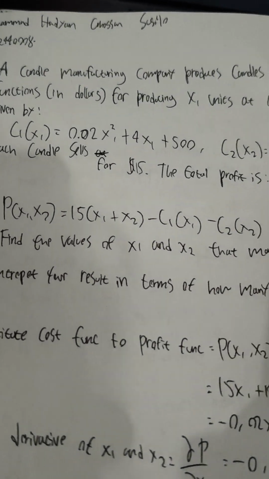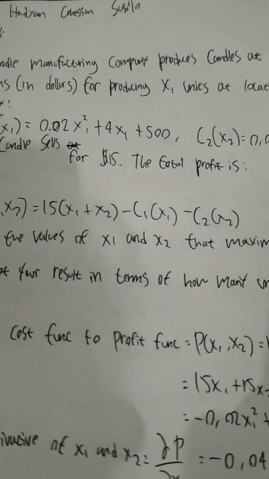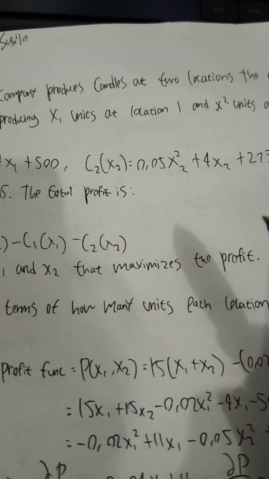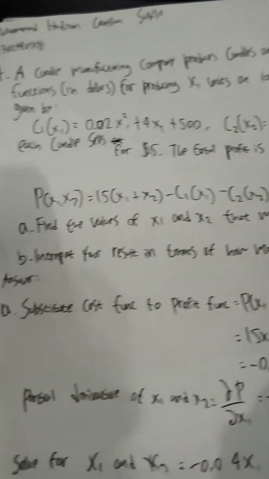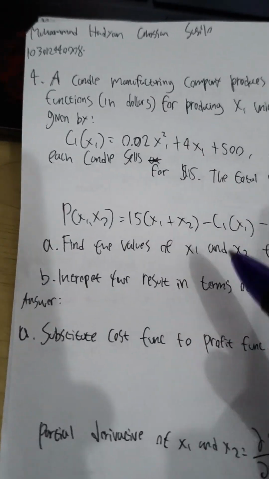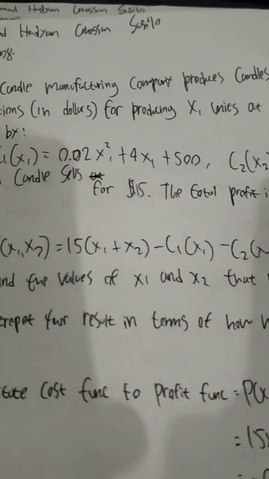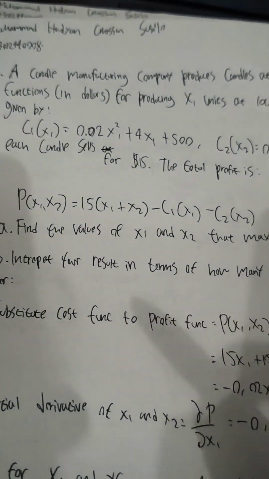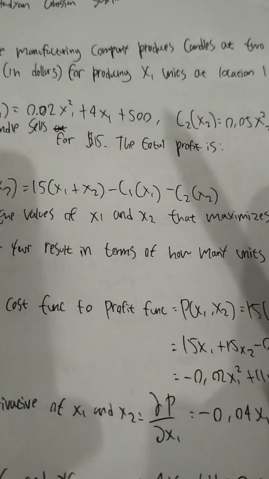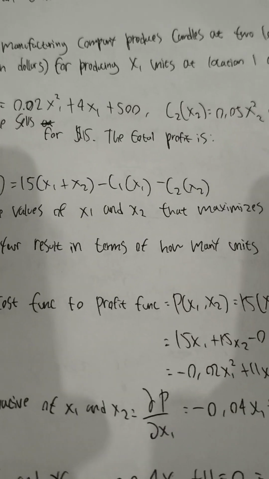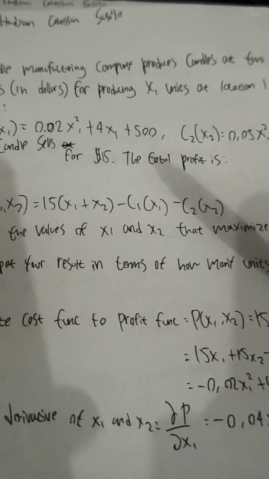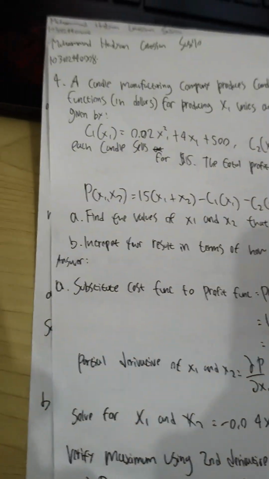Location 1: 0.02 x1 squared plus 4 x1 plus 500. Whereas for location 2, it's 0.05 x2 squared plus 4 x2 plus 275. Now each candle sells for $15, and the total profit is this function: 15 times x1 plus x2, minus location 1's production cost, minus location 2's production cost.